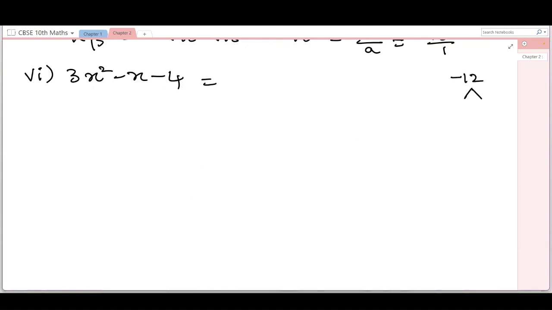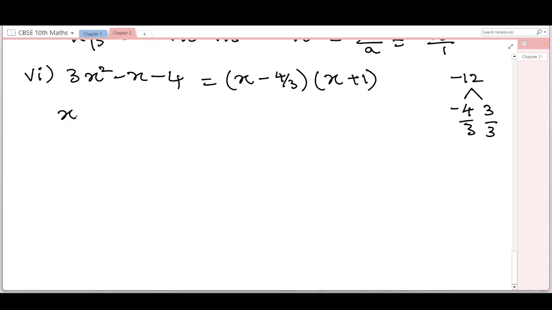Minus 12. If I add, I should get minus 1, and if I multiply, I should get minus 12. So the roots are minus 4, 3. If I divide them by 3, I will get the factors to be x minus 4 by 3 into x plus 1. Therefore, for the x values minus 1, 4 by 3, we will get the polynomial values to be 0, and they are considered to be the zeros.